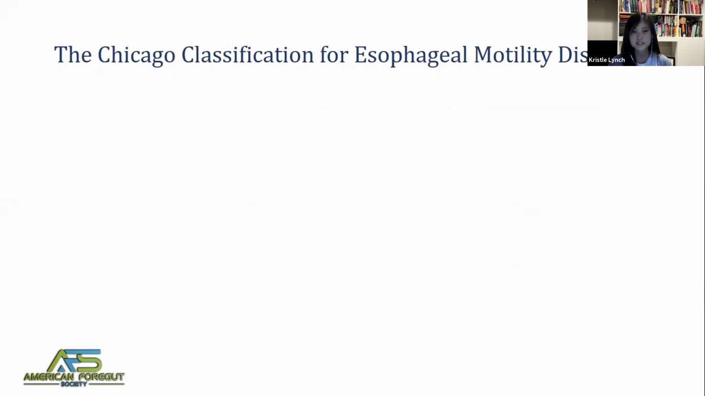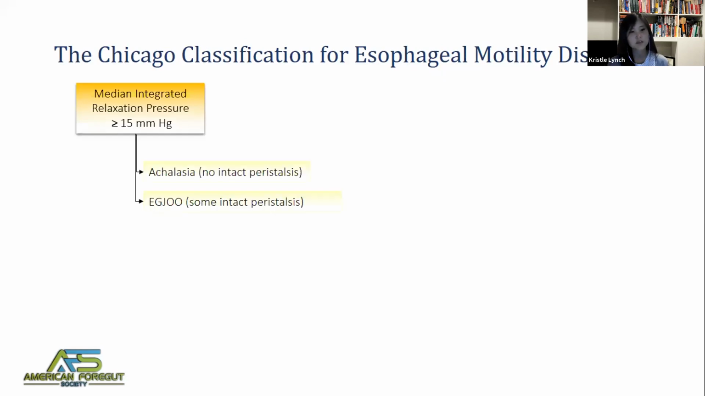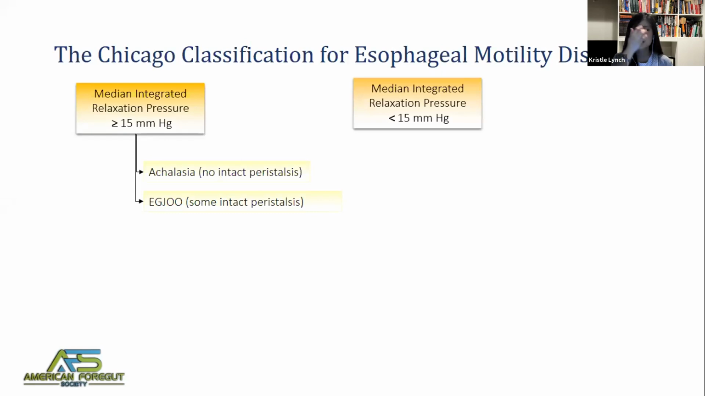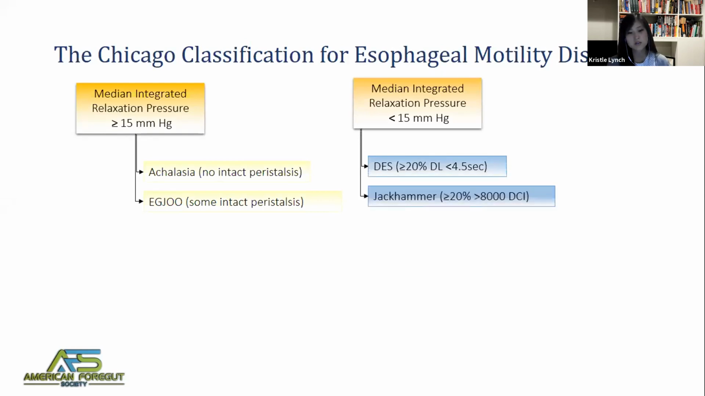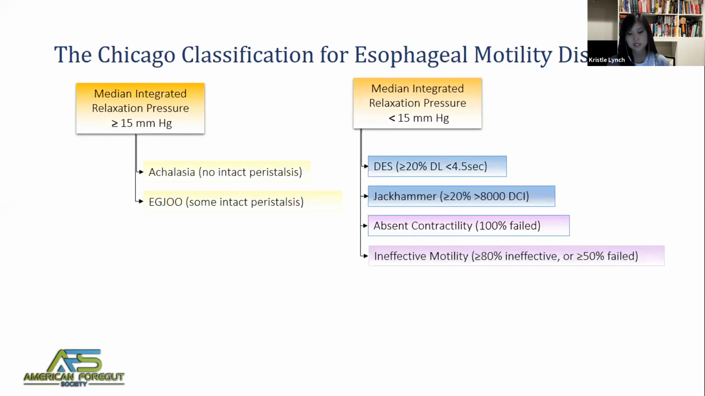So nowhere better to start than the Chicago classification. The Chicago classification has been updated as of November 2020, but I sort of have a simplified depiction here. So when the median IRP is abnormal, patients either have achalasia or esophageal obstruction, when the lower esophageal sphincter is not relaxing appropriately when the patient swallows. When the lower esophageal sphincter is relaxing normally and the median IRP is normal, patients can have a variety of diagnoses, including spasm and jackhammer, absent contractility and ineffective motility, as well as normal.